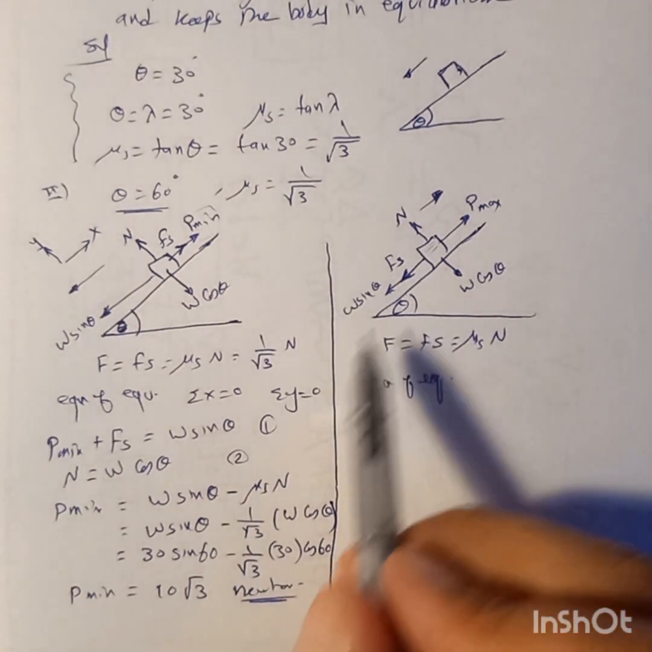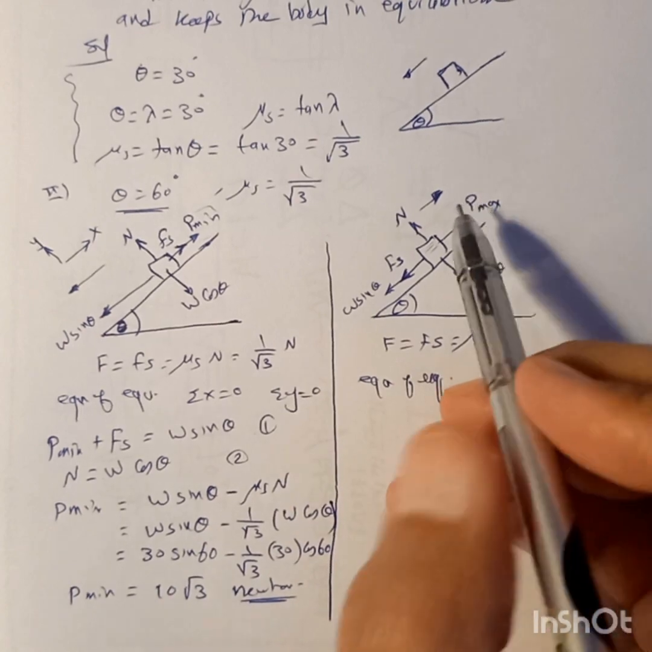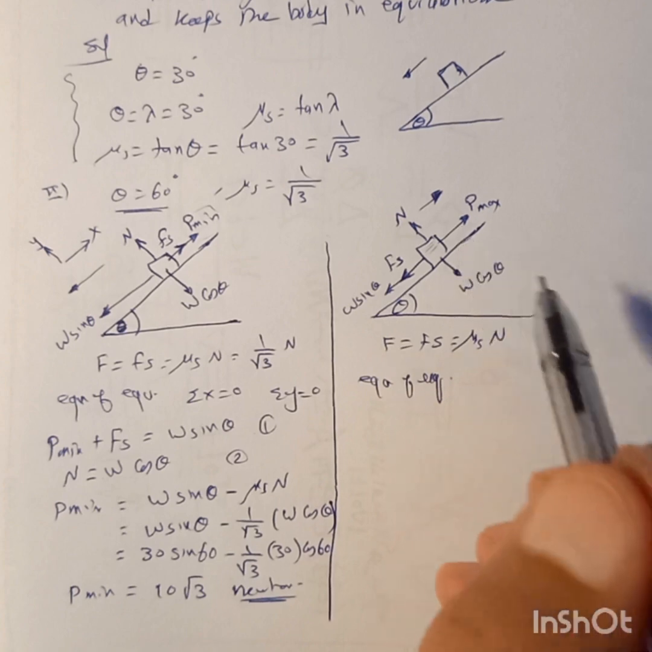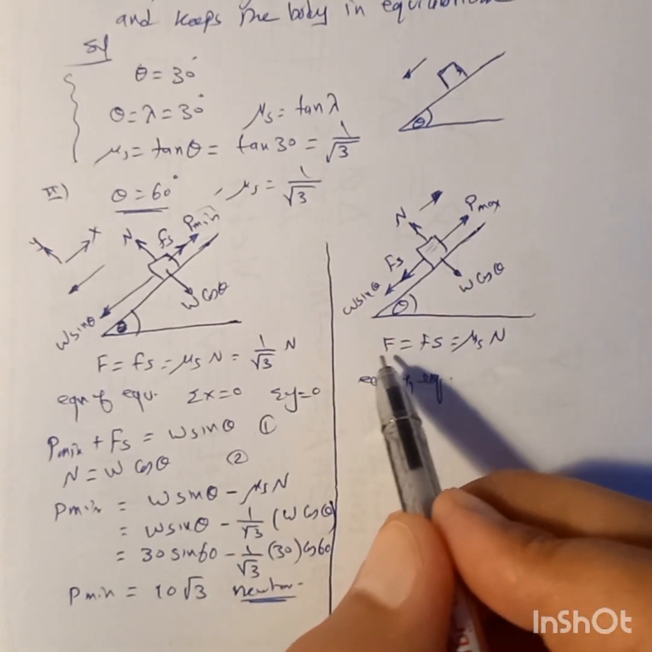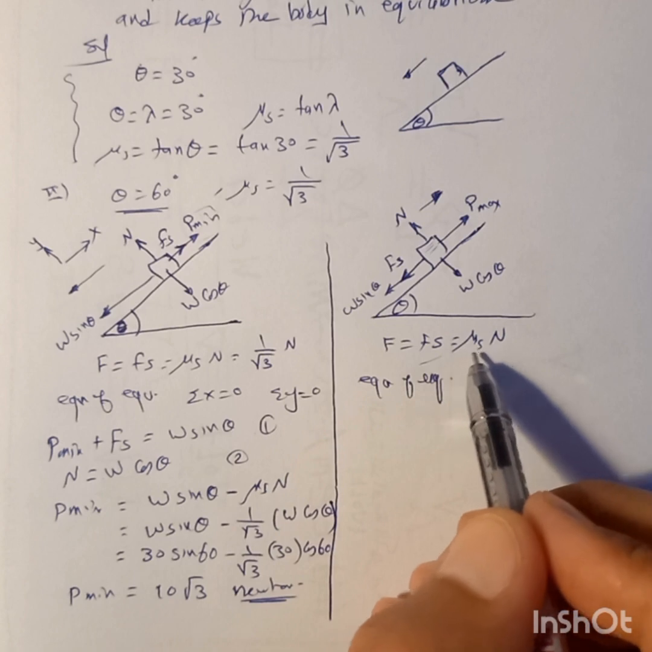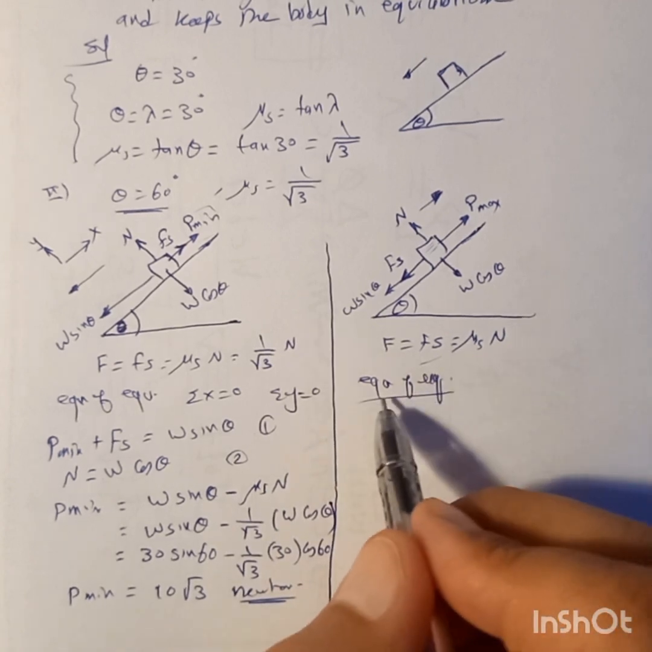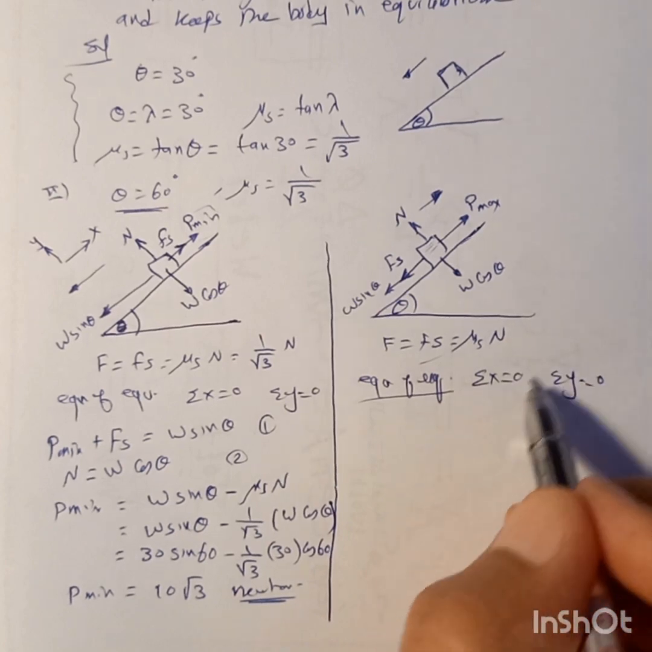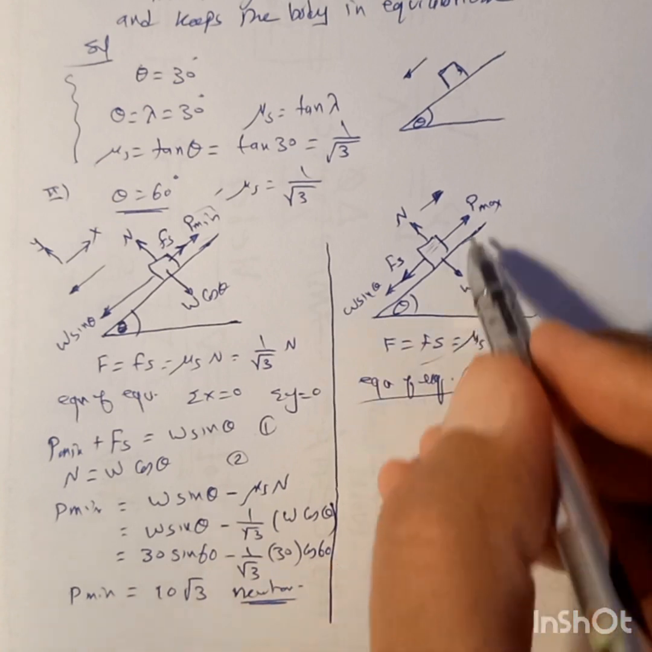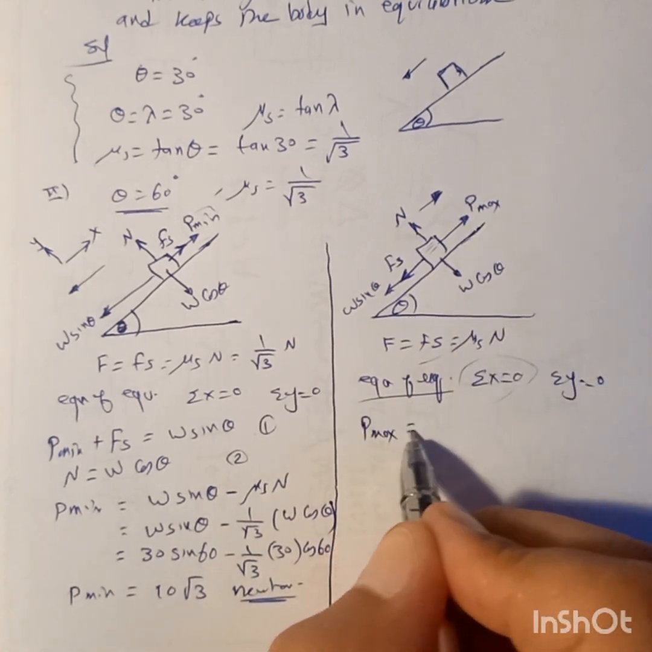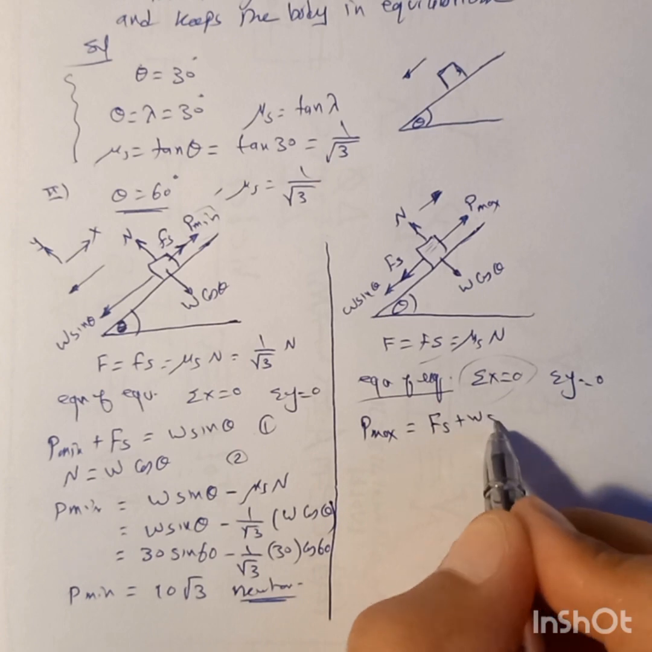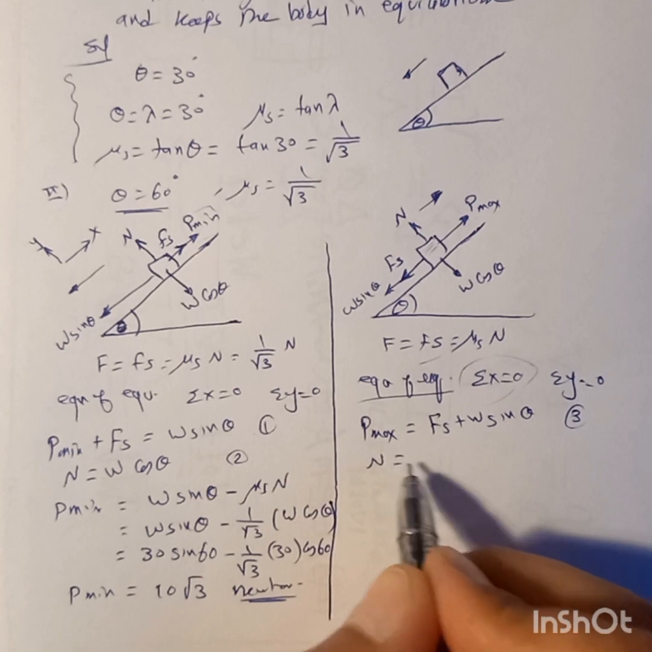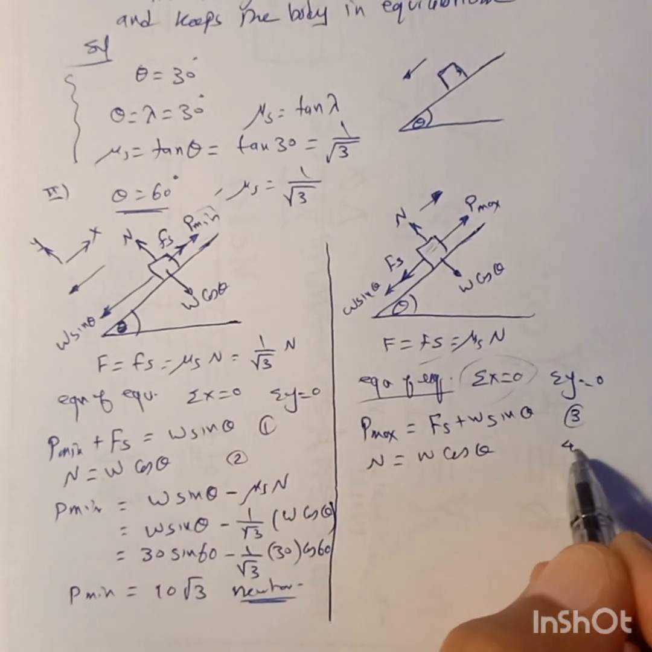We can repeat these steps when P is maximum, as the expected motion direction is upwards, and the friction force is the limiting friction force equals mu s times N. Equation of equilibrium: summation of x equals 0, summation of y equals 0. For this, we have P maximum equals Fs plus W sine theta. This is equation number 3, and we have N still equal to W cosine theta. This is equation number 4.